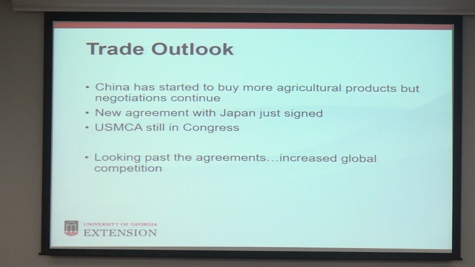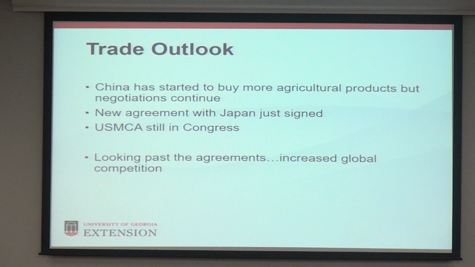We did have a new trade agreement that was signed yesterday with Japan, so that's certainly some positive news with respect to agriculture. On the USMCA, certainly there are some issues on the southeast side that are still in Congress, and if it is going to be signed, that's something that would likely have to be signed by the end of this year, because once we get into an election year, that poses other challenges.